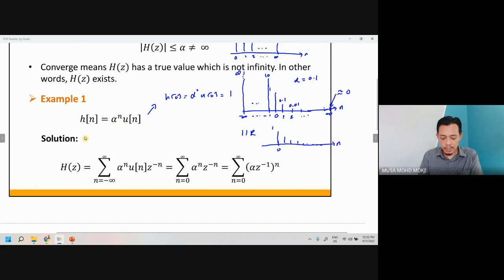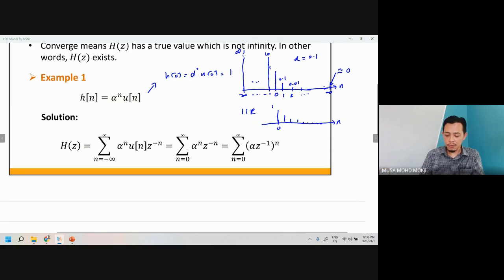Okay, so now we need to do H(z). Why do we need to do H(z)? Because it can simplify our calculation, and we can do some analysis on it. Those are the applications of it, but now we just need to know how to convert this impulse response into the Z domain.